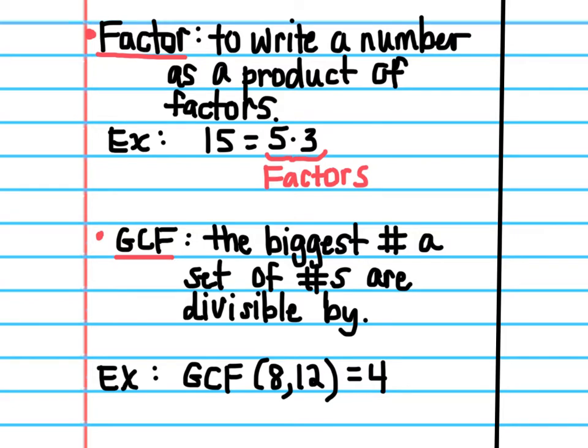So here we have the word factor. When it says to factor something, it means to write a number as a product of factors. So for example, if I say factor 15, a possible answer would be 5 times 3. Those are factors. And then GCF is known as the greatest common factor. When it says to find the greatest common factor, it means to find the biggest number a set of numbers are divisible by. So for example, the GCF of 8 and 12 equals 4 because 4 is the greatest number that will go into 8 and 12 evenly.